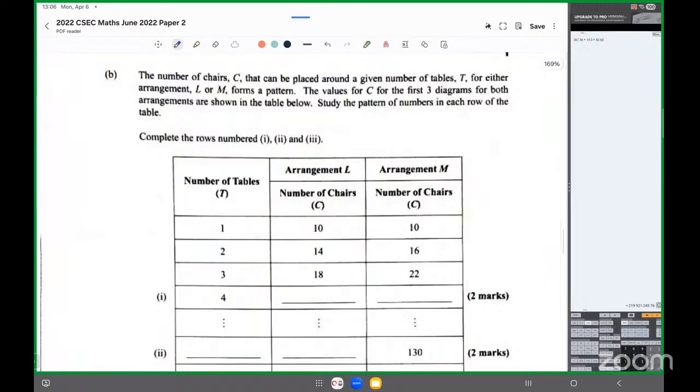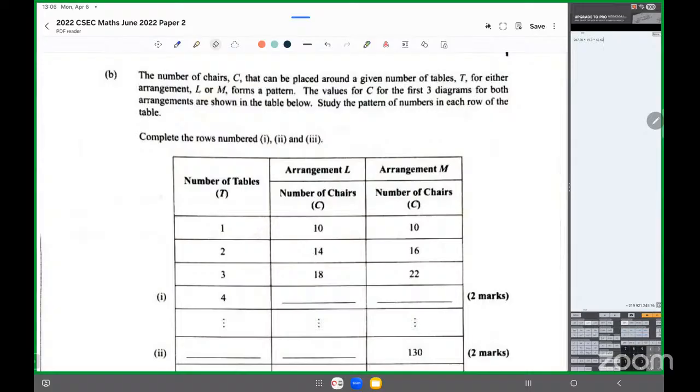It says the number of chairs that can be placed around a given number of tables T. So this is the number of chairs for arrangement L. This is the number of chairs for arrangement M. And this is the number of tables T. Right? T is the number of tables. For either L or M, form a pattern. The values for C for the first 3 diagrams for both arrangements are shown in the table below. Study the pattern of numbers for each row in the table. Complete the rows.